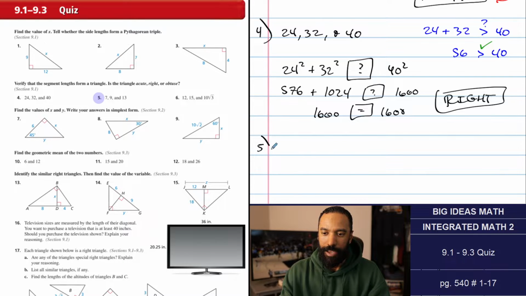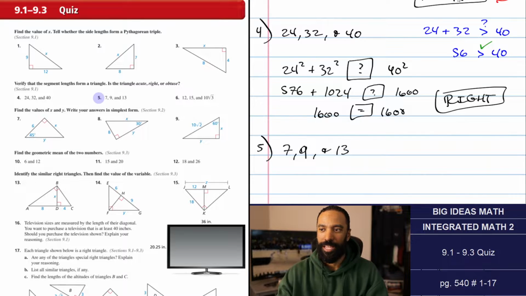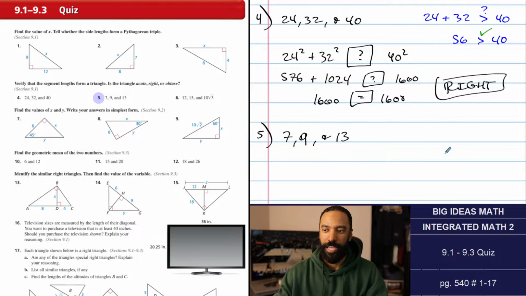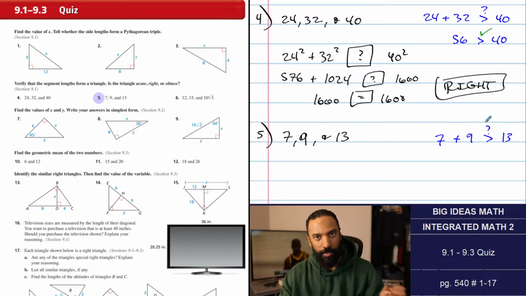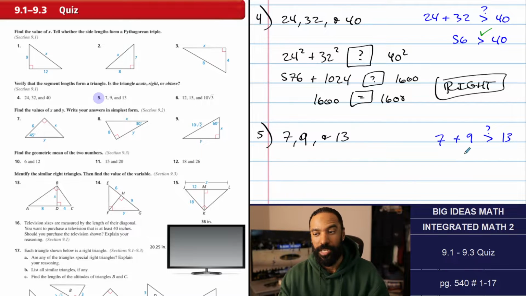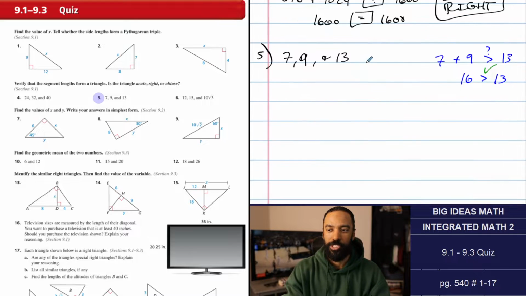All right, number 5. 7, 9, and 13. Is 7 plus 9 more than 13? Yeah. But let's officially verify that. It's one of those things where it sounds like, is 7 plus 9 more than 13? You say, yeah. I'm like, prove it. Because 7 plus 9 is 16, and 16 is more than 13, right? Get into the nitty gritty. At least show me that. If they ask us to, let's do it. 16 is more than 13.